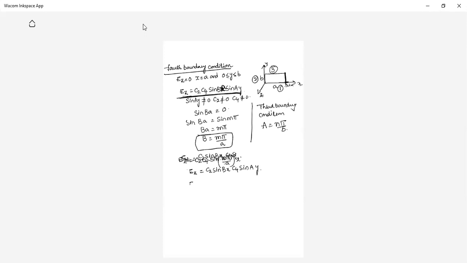So now in this, Ez is equal to C2 sin, what is B? M pi by A into X, C4 into sin, what is capital A? N pi by B into Y. Is it clear, ma'am? Up to this, is it clear?